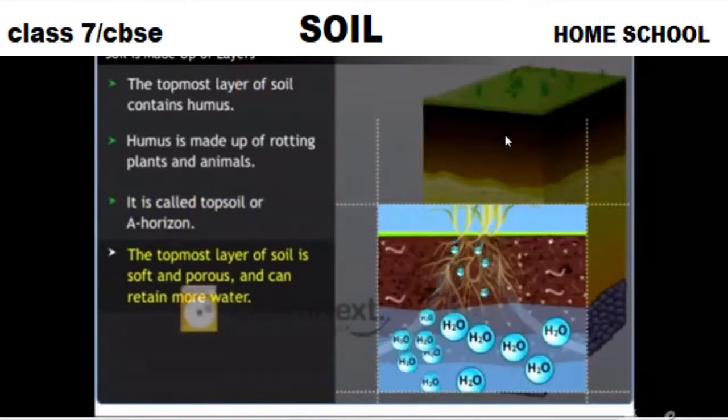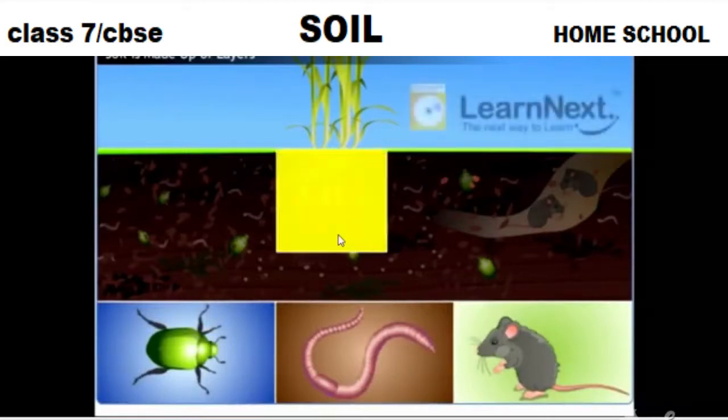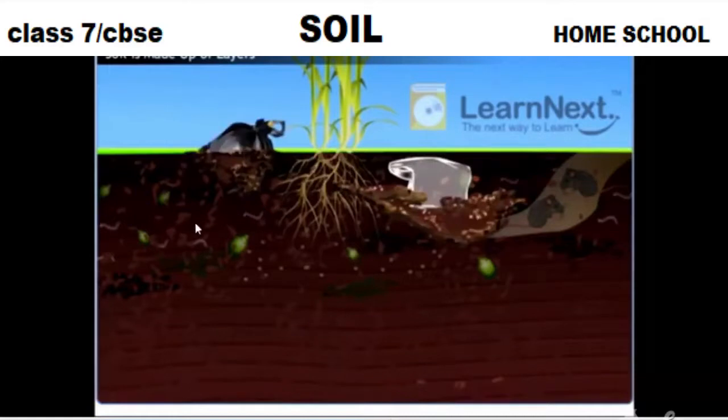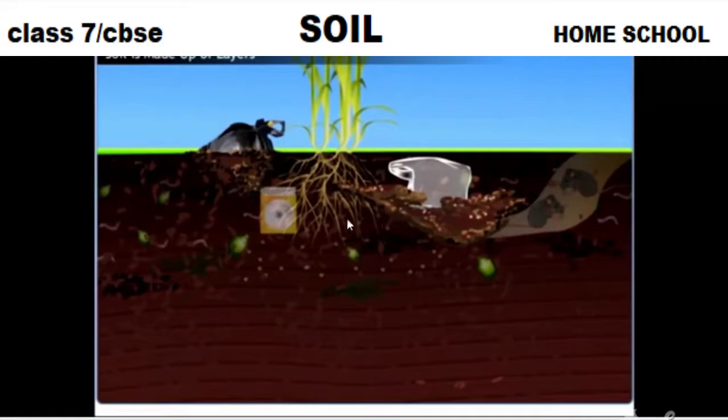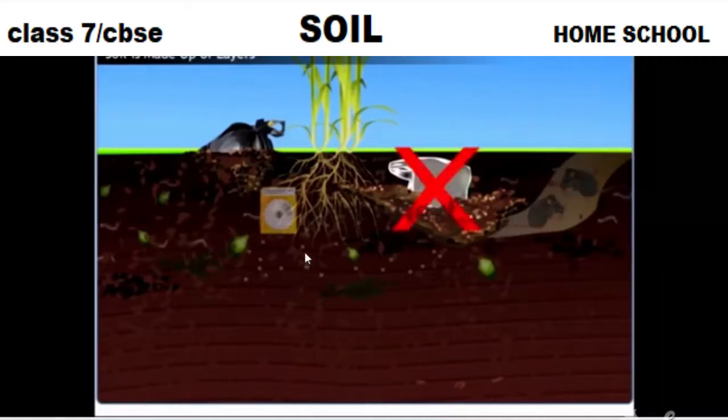And in this topsoil, you would find the roots of plants and certain animals also. You see the rodents, the bugs, the worms, everything you will see in this topsoil only, right? So the topsoil contains humus, certain organisms and the plant roots. And the topsoil is very soft and it is porous. That means it will have gaps between the particles so that water can flow very nicely, and that water can be absorbed by roots also, right? So the topsoil is a very, very important and fertile soil, isn't it?